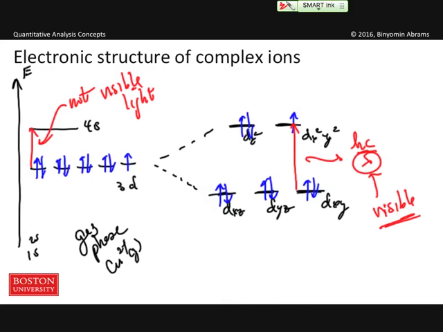Hope this has been helpful and hope this has been useful for understanding how some of these transition metal ions do have colors in solution.